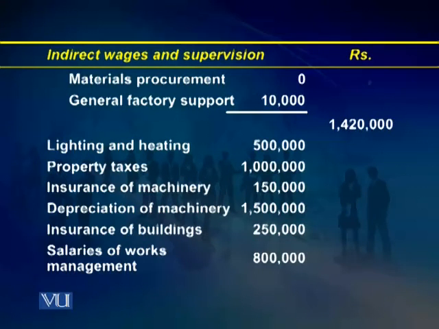Other costs identified are lighting and heating 500,000, property taxes 1 million, insurance of machinery 150,000, depreciation of machinery 1.5 million, insurance of buildings 250,000, salaries of works management 800,000.